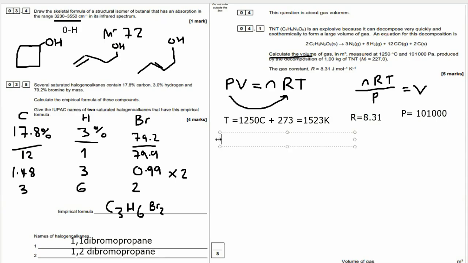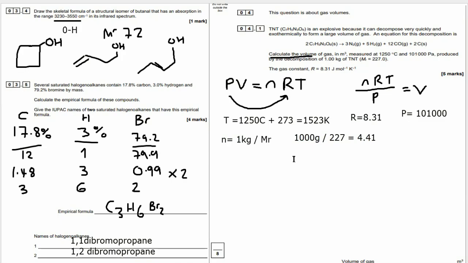Now, the tricky thing is to calculate the moles. That's going to be a little bit harder, the moles. We're going to need to do mass over MR. So we have 1 kilogram, which is our mass, and we need to divide that by the MR, mass over MR. Of course, we might as well convert the kilos to grams, because that's what our molecular mass will be in, divided by 227, and we should get the number of moles of TNT anyway. And the number of moles of TNT is 4.41. So we've got 4.41 moles of TNT.